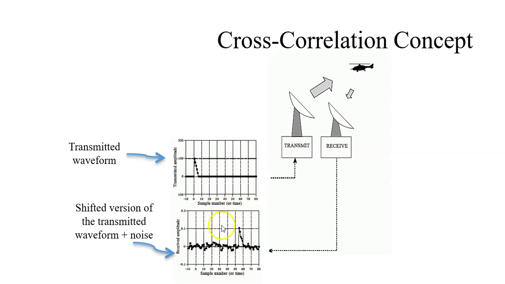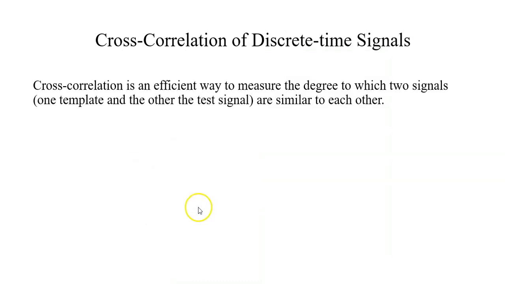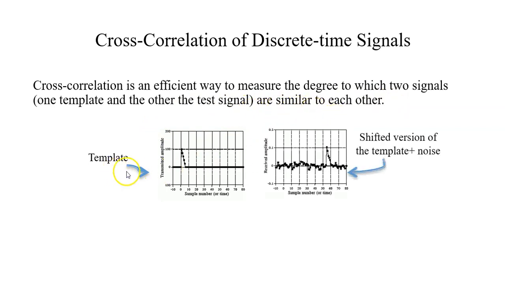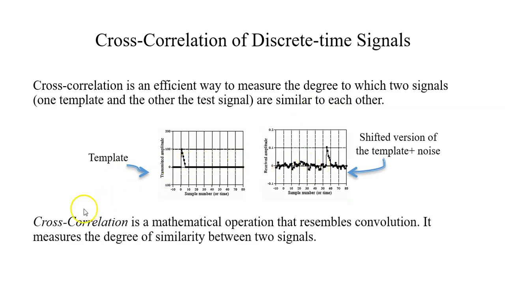By idea, these two signals should represent the same information. So the cross correlation between the transmitted and received signals will be an efficient way to measure the degree to which two signals are similar to each other. So this is the basic idea: this is the transmitted, this is the shifted with noise. Cross correlation is a mathematical operation that resembles convolution. It measures the degree of similarity between two signals.